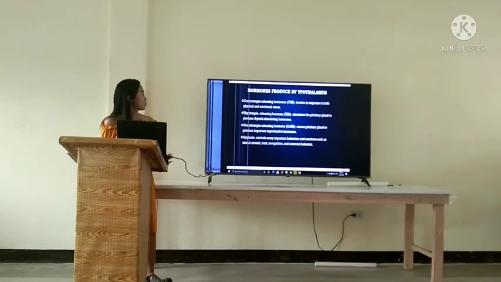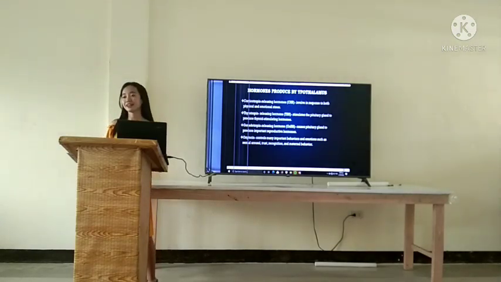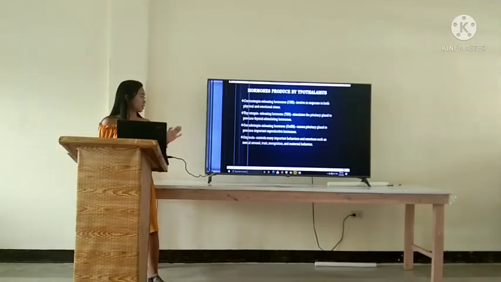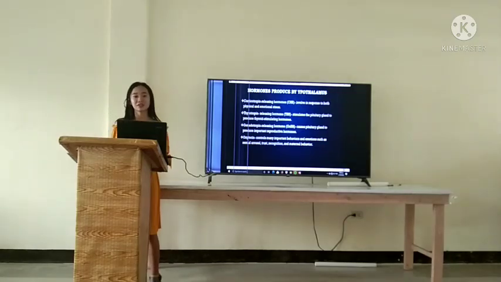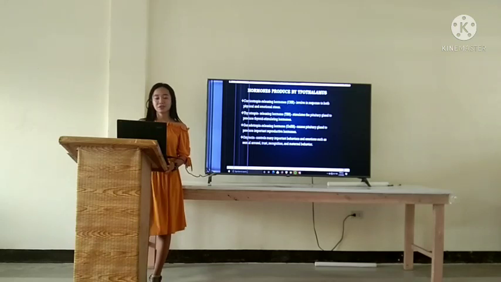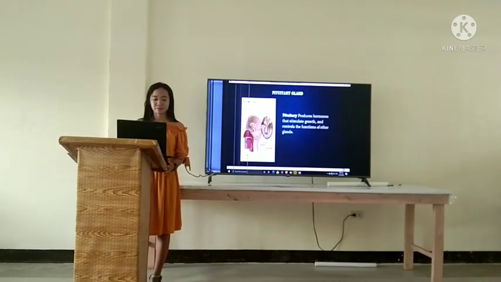The thyroid-releasing hormone stimulates the pituitary gland to produce the thyroid-stimulating hormone. The gonadotropin-releasing hormone causes the pituitary gland to produce important reproductive hormones. And then oxytocin, which controls important behaviors and emotions such as sexual arousal, trust, recognition, and maternal behavior.